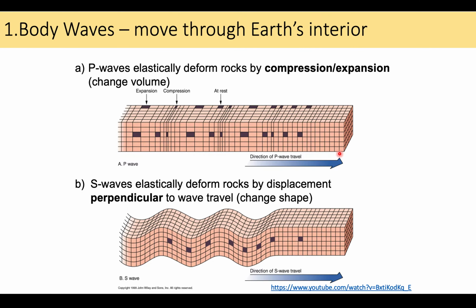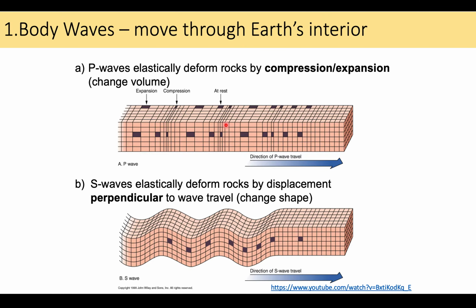So when we think about these waves, what are the differences? They move in different ways. So body waves are P waves and S waves. They can move through the interior of the Earth. P waves, the fastest waves, deform rock in sort of an expansion and compression pattern. So here you're stretching and then squishing and stretching and squishing. So you're expanding and compressing as the P waves travel.